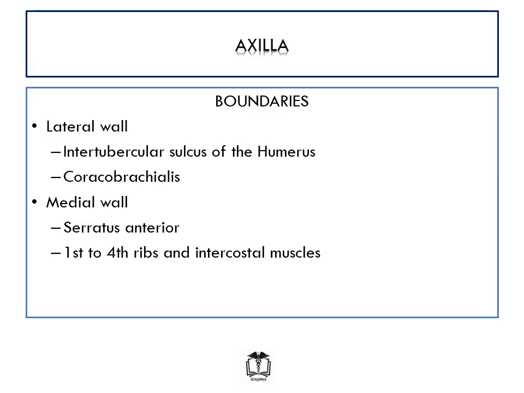The medial wall of the axilla is formed by the serratus anterior muscle, and that serratus anterior muscle tends to attach to the first to fourth rib and its intercostal muscles. So the structures that form the medial wall include the first to fourth rib, the intercostal muscles that are in between them, and then the serratus anterior muscle.